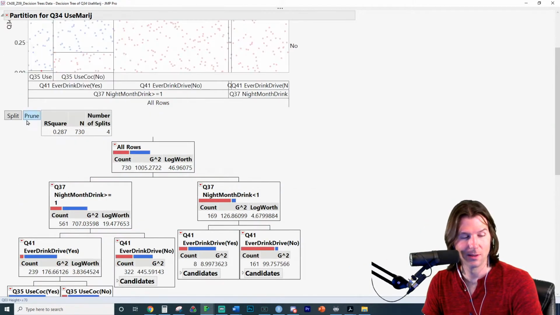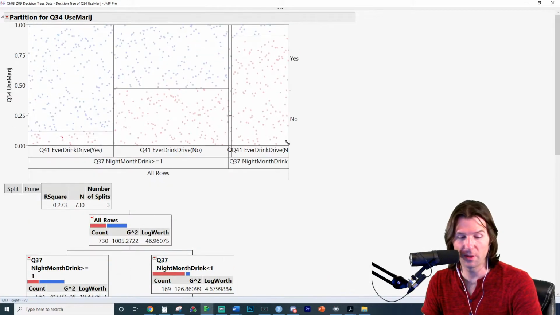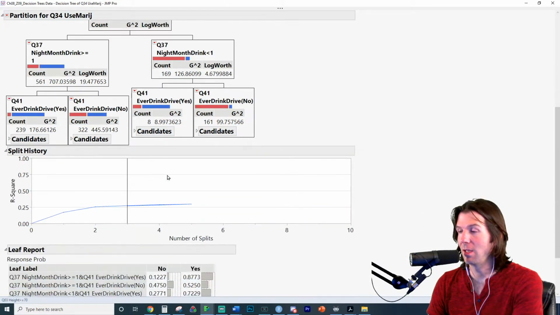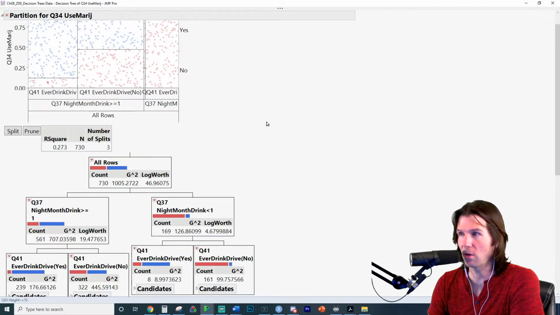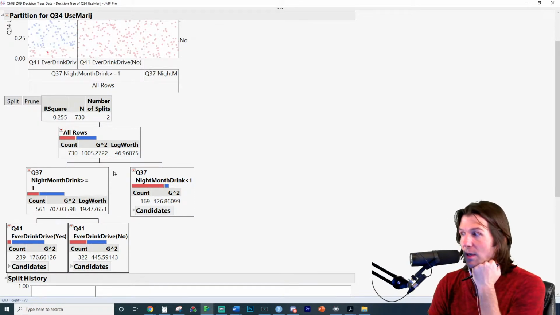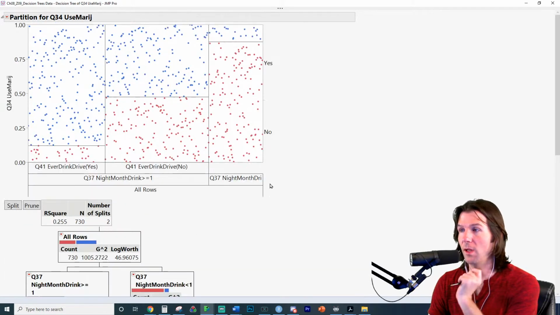I can do this. You see, here's our 2 split tree. And with our 2 split tree, we have a tree that looks pretty decent. It explains around 25% of the variation. So 27.3% is the 3 split tree. The 2 split tree does 25.5% of the variation and does pretty well. 25.5% of the variation in whether or not people have smoked marijuana is explained by the variation in the tree. So overall, this model looks to do pretty well and explains a good bit of the variation.